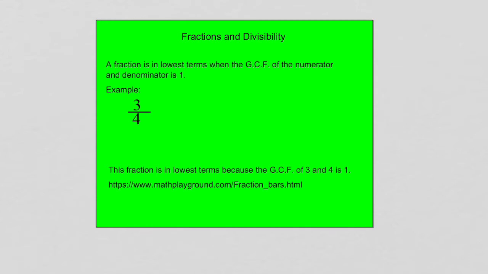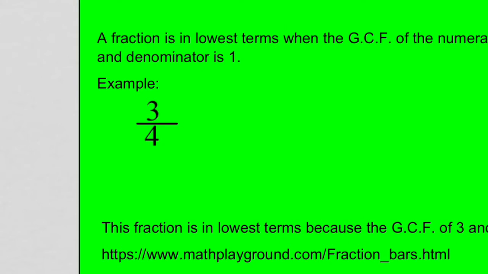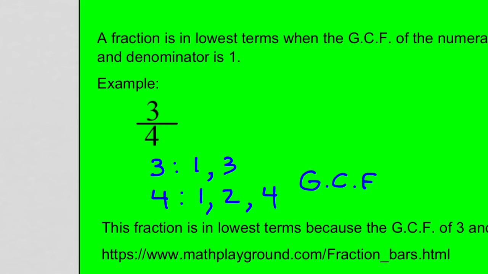So for example, we looked at 3/4. This fraction is in lowest terms because if you list all the factors for 3, the numerator part, all the factors for 3 are 1 times 3. And all the factors for the denominator 4 are 1 times 2 times 2, and 1 times 4. Those are all the factors of those numbers. The greatest common factor of the numerator and denominator is 1.